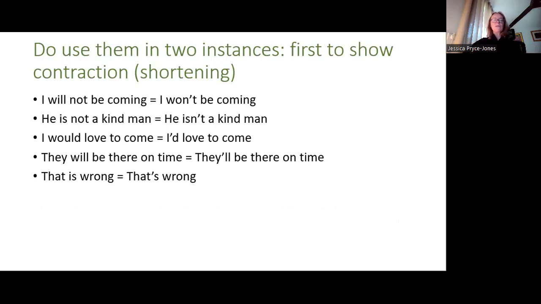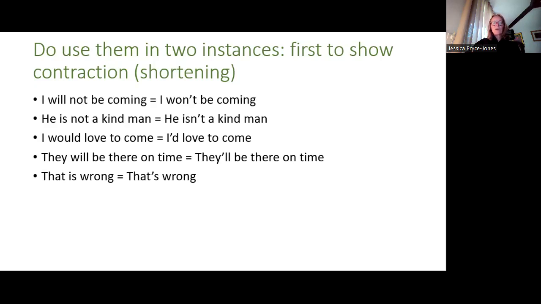So let's deal with the easy one first. How you shorten. Now, I like to think if you were speaking to the Queen, you would say to her, "Dear Mum, I will not be coming." So if you're speaking your most proper English, that's maybe how you would say it. But if you were speaking to me, Jess, you just say, "Hey, Jess, I'm not going to be coming," or "I won't be coming." So that contraction shows that you need to stick in an apostrophe.